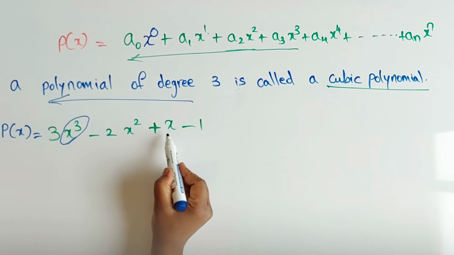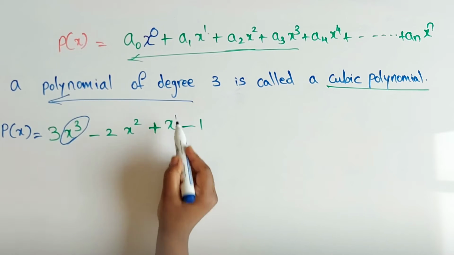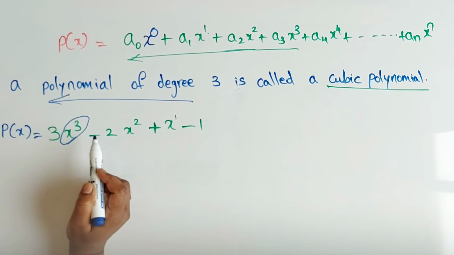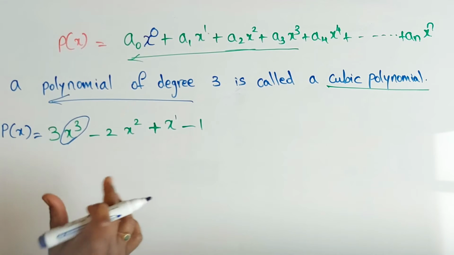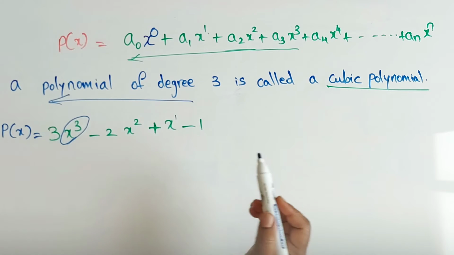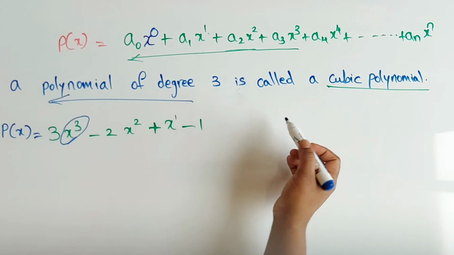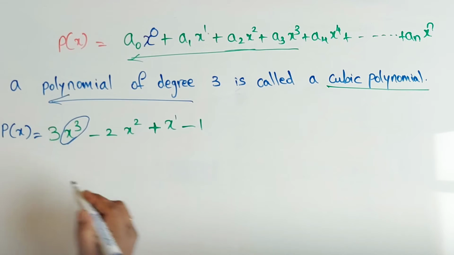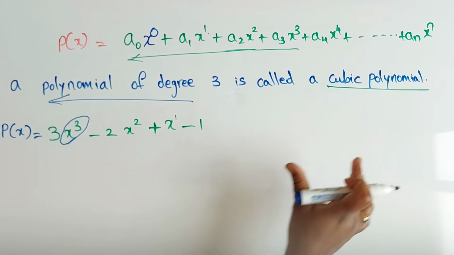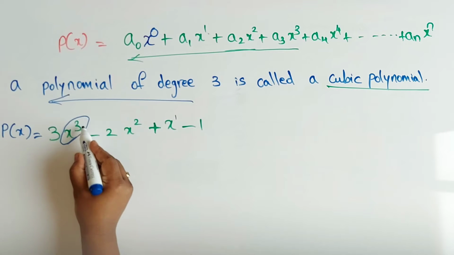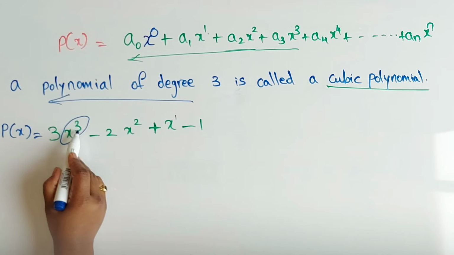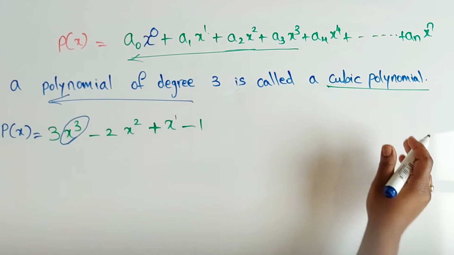Here you check: x power 1, where nothing is written means x power 1, then x square, x cube. The highest power is x cube here. That is the degree of the polynomial. So here the polynomial degree is 3. When the degree of a polynomial is 3, it is called a cubic polynomial. So 3x cube minus 2x square plus x power 1 minus 1 is a cubic polynomial. Here the highest power is 3, so the degree of this polynomial is 3, children. So this is called a cubic polynomial.